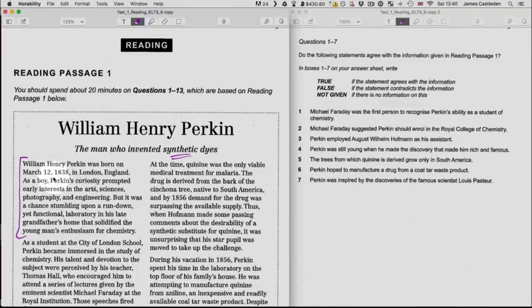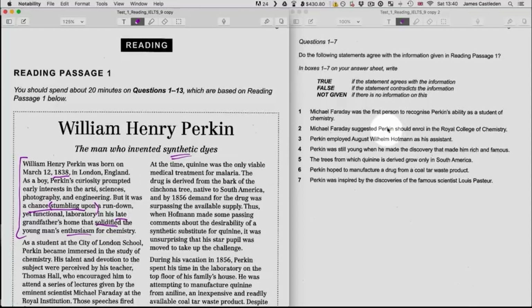He was born 1839 in London. He was interested in those things. Chance stumbling upon. So to stumble upon is to suddenly find by mistake. A functional laboratory in his dead grandfather's home solidified his enthusiasm, made him become very interested in chemistry. Okay, so we've read the first part about this guy.